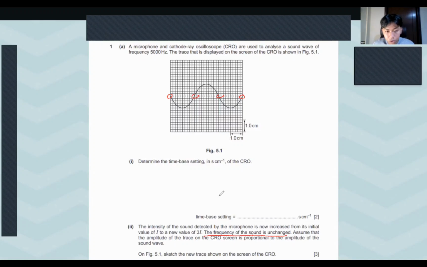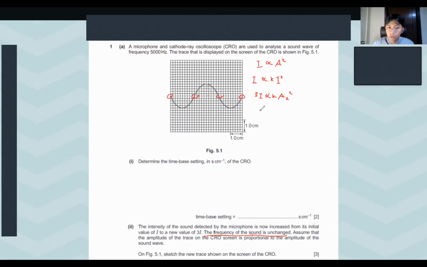Assume that the amplitude of the trace on the CRO screen is proportional to the amplitude of the sound wave. So intensity is proportional to A squared. So it means that I is proportional to K times 1 squared, where the amplitude is 1, 2, 3, 4, 5, and 5 is equal to 1 centimeter. So what is 3I? This will be proportional to K and A2 squared.